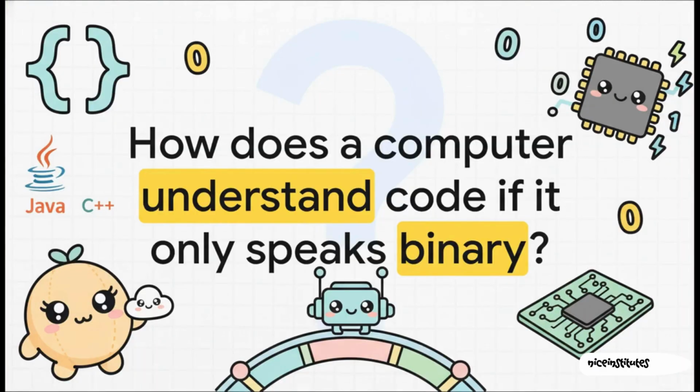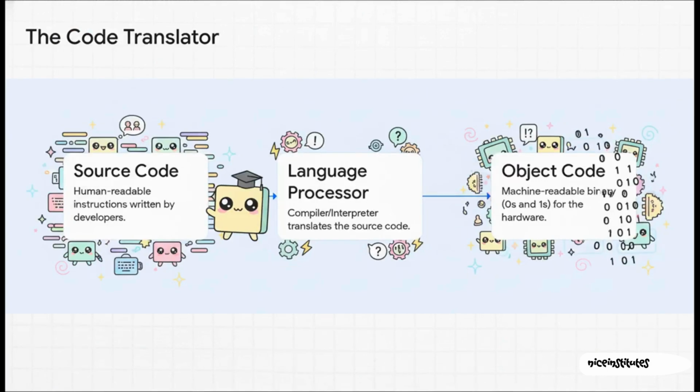So this brings up a really fascinating question. We humans, we write software in languages like Java or C++, and they kind of look a little bit like English. But the computer hardware, it only understands binary, the language of ones and zeros. So how do we bridge that communication gap? And boom, here's the solution: language processors. So developers write what's called source code. Then a special program, a compiler or an interpreter, acts as a translator. It takes that human-readable code and converts it into object code, the pure binary that the machine's hardware can actually understand and execute. Pretty cool, right?